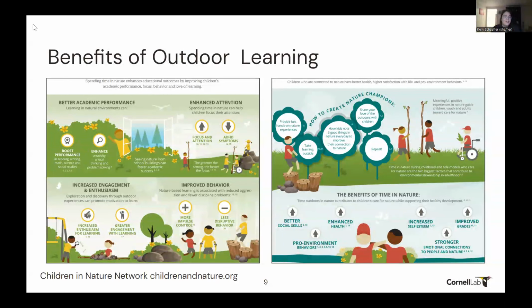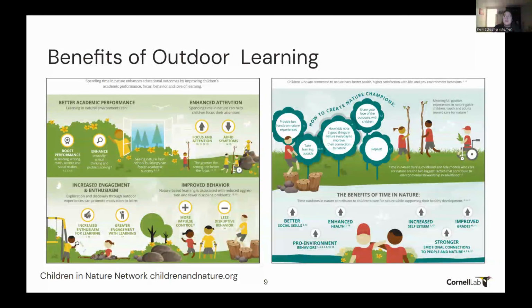And if you ever are looking for a way to justify getting outside to your administration, you can check out this website, childrenandnature.org, and I'll share that link in the chat window here in a moment and get access to these graphics. And you can see that students experience better academic performance spending time outside.